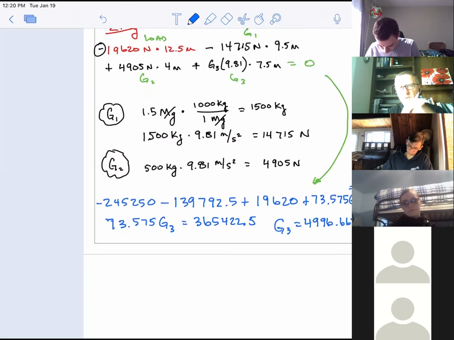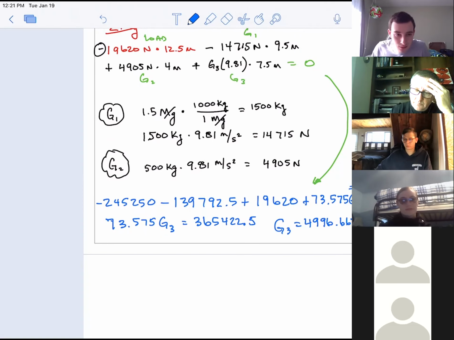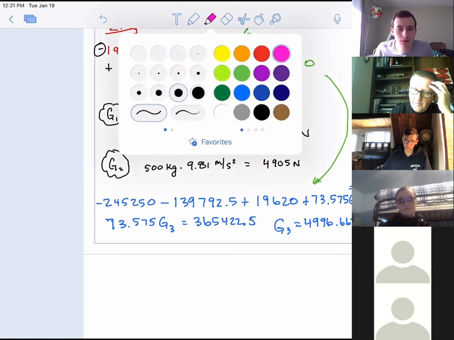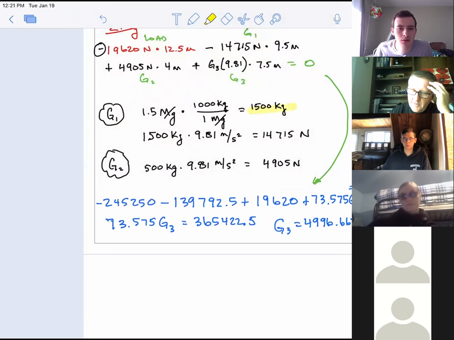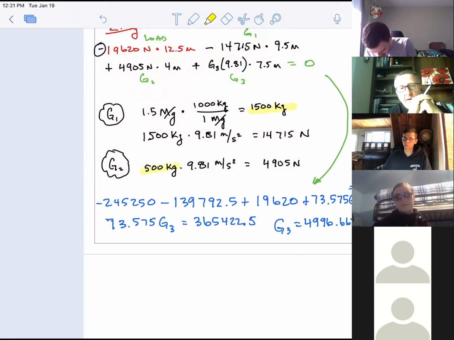And by the way, what are the units of this? Because you could screw this up and it would be fatal. What were our G's measured in? Well, kilograms. Notice all the calculations I did had those in kilograms, didn't they? Therefore, this one's in kilograms too.